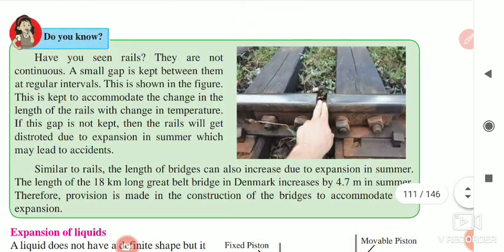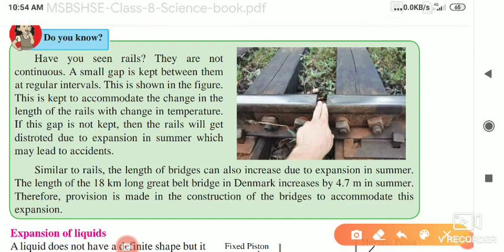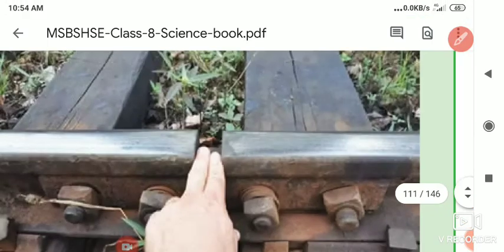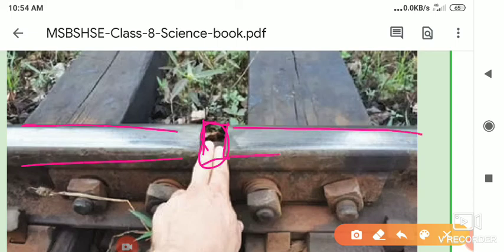Now here it is given that, have you seen rails? They are not continuous. If you see here in the picture, you will notice that in between the two rails, where two rails are joined, a space is kept. Why is this space there at this place? As I just told you, these are linear rods. The rails of the railway are linear rods.